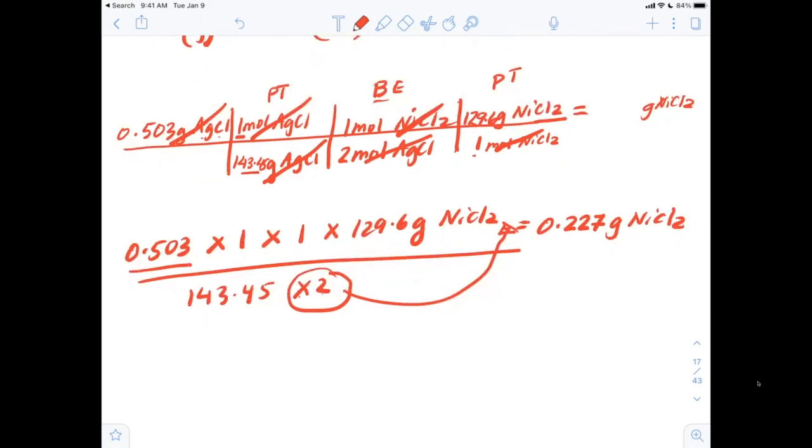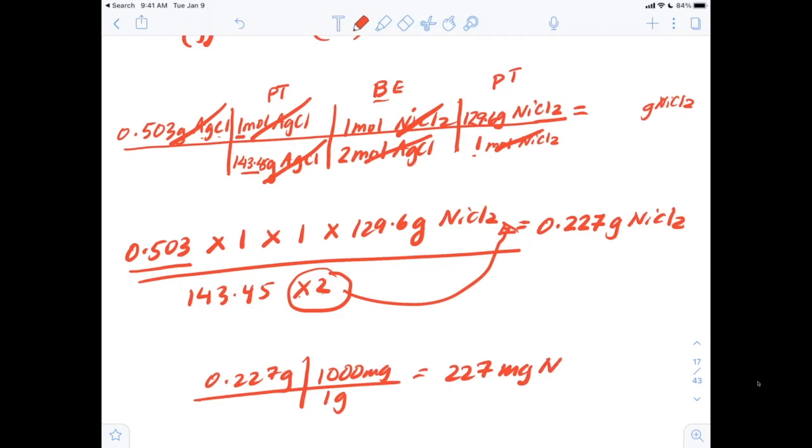Now they asked for milligrams. So now all I have to do is convert this to milligrams, right? So I go like 1 gram, 1,000 milligrams. So times 1,000, and I get 227 milligrams of nickel 2 chloride. Okay.